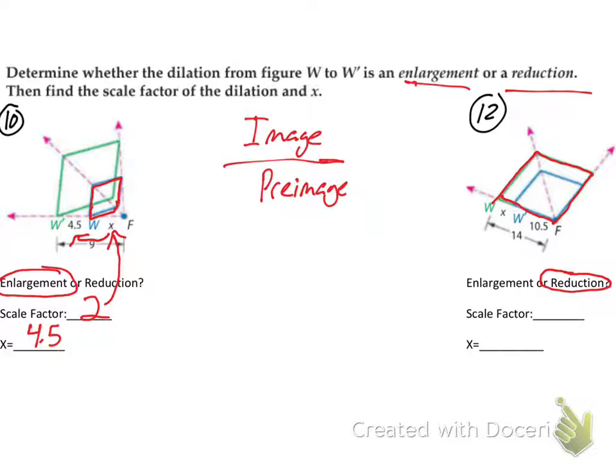So if the entire image, or I'm sorry, if the entire pre-image is 14, because that's the length of this whole section right here, and then our image is 10.5, I would do 14 divided by 10.5. If I do 14 divided by 10.5, I get 1.3 repeating. So I would round that to 1.4. And then what is my x? Well, you can find your x by taking 14 minus the 10.5.